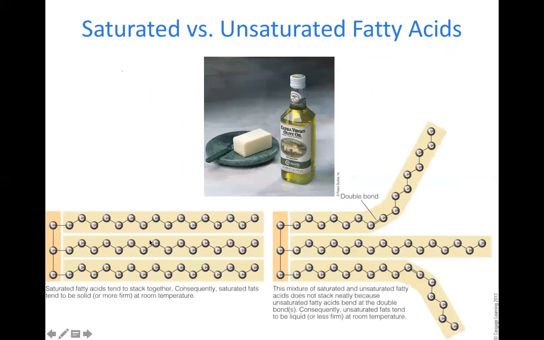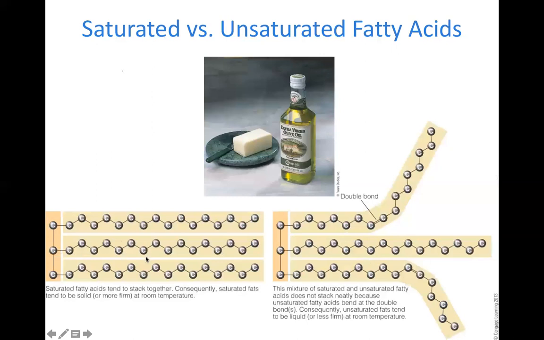These are some pictures comparing a saturated fat on the left, so there are no double bonds between the carbons in this saturated fat, and then an unsaturated fat on the right. So on the right, you see that there are double bonds between the carbons, and what you can see with these pictures is that the double bonds actually change the entire shape of the triglyceride.